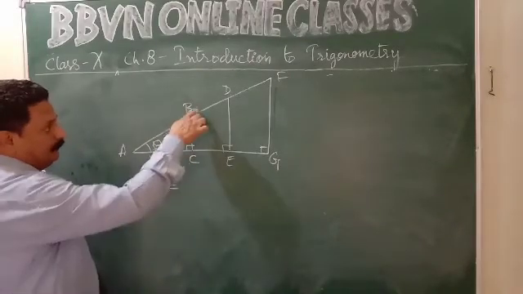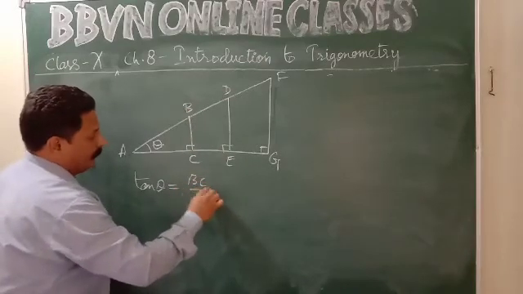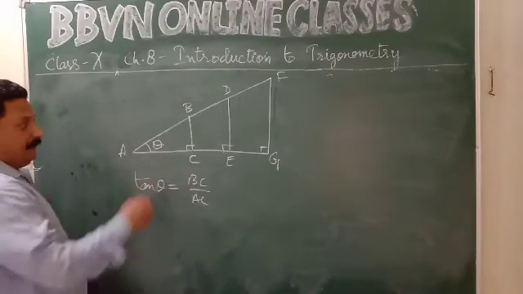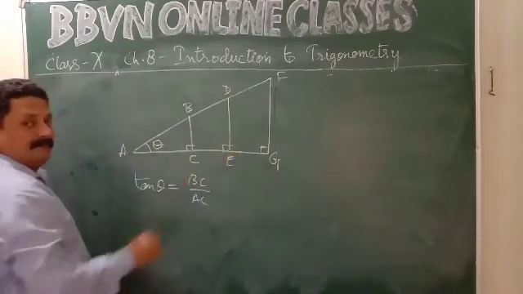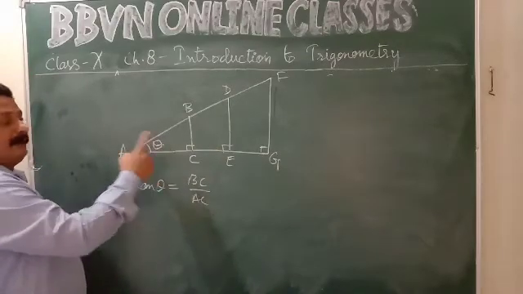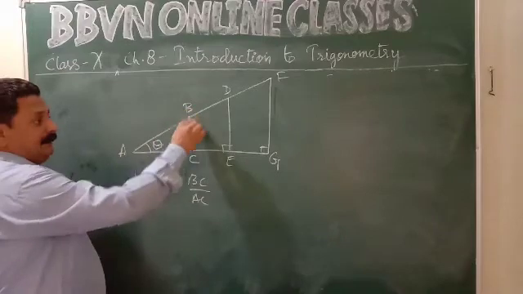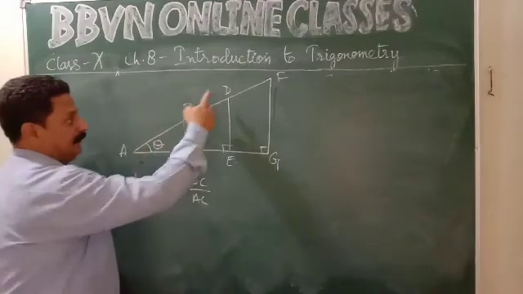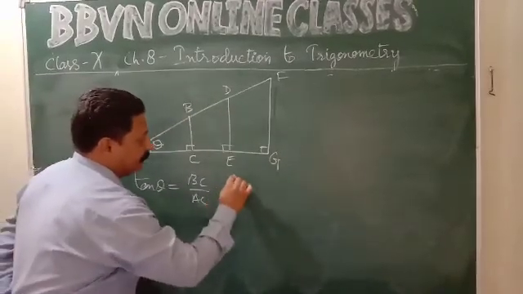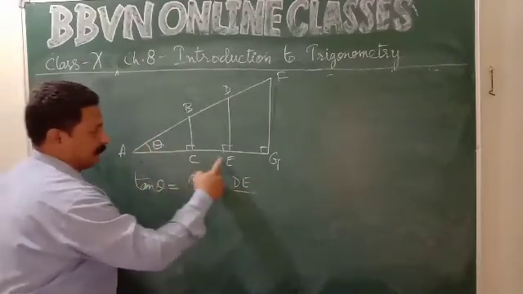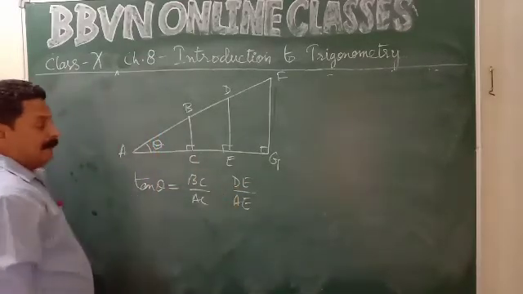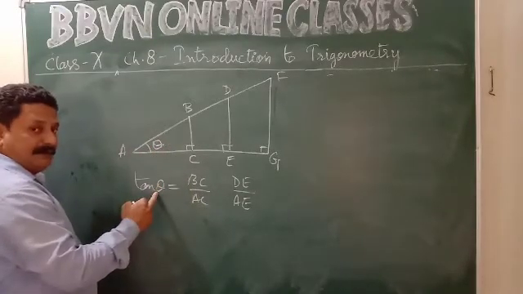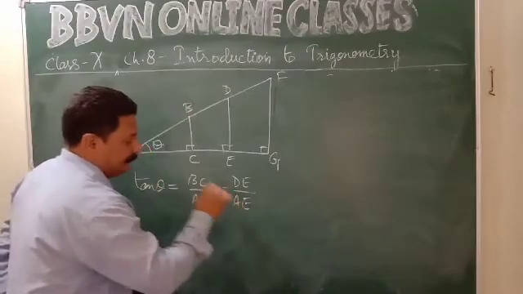tan theta equals BC upon AC, perpendicular upon base. Now if I consider triangle ADE, same angle, I am not changing the angle. Earlier I had taken triangle ABC, now I am considering triangle ADE. So here tan theta will be perpendicular DE upon base AE. The angle is the same, so the tangent ratio tan theta will also be the same.